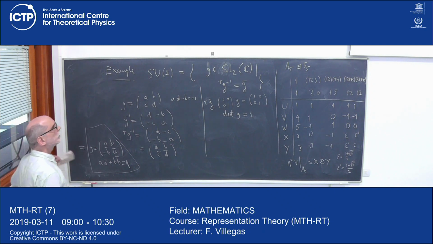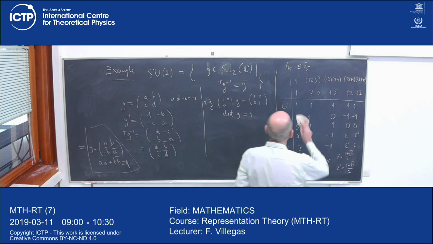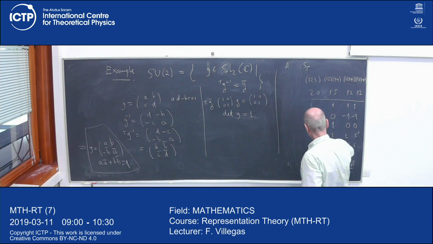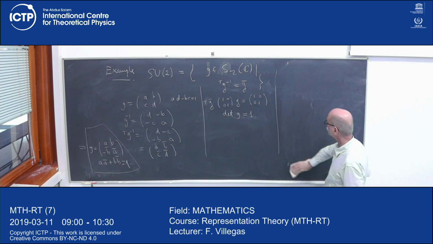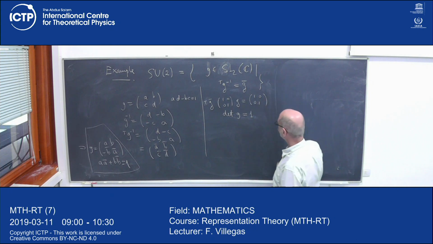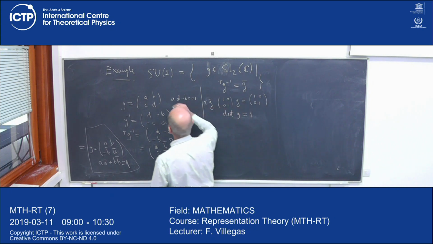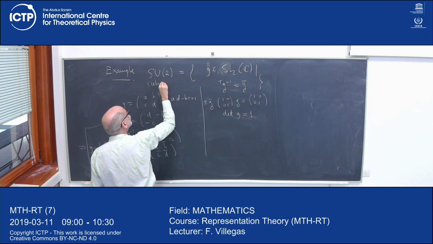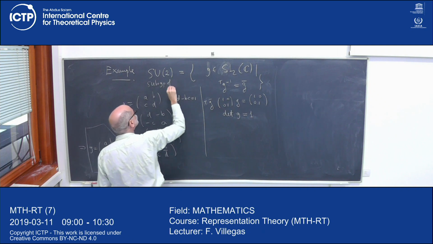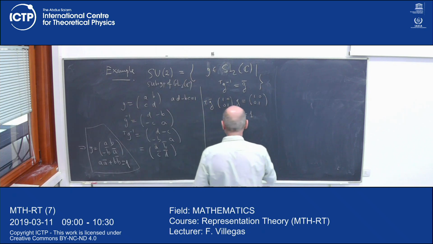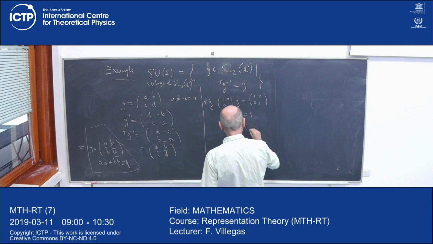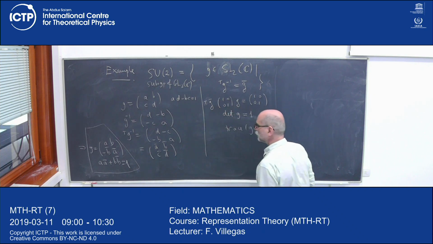So you can see this is in fact a subgroup of GL2 of C. The product preserves the same Hermitian form. And the thing to notice is that the trace of G is equal to A plus A bar, which is real.